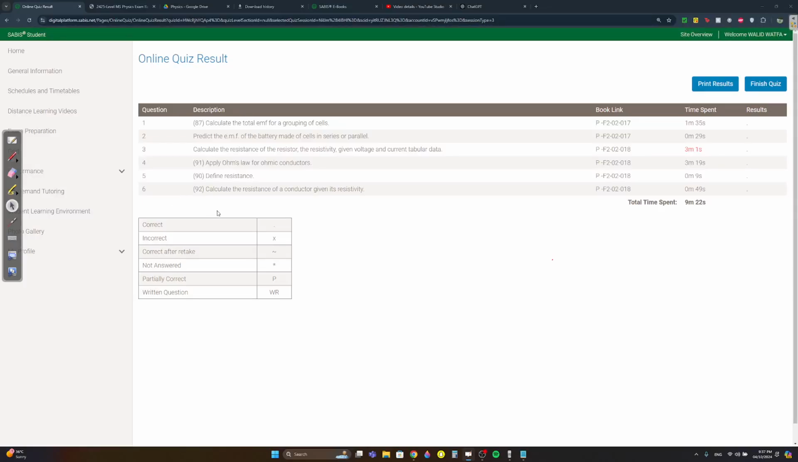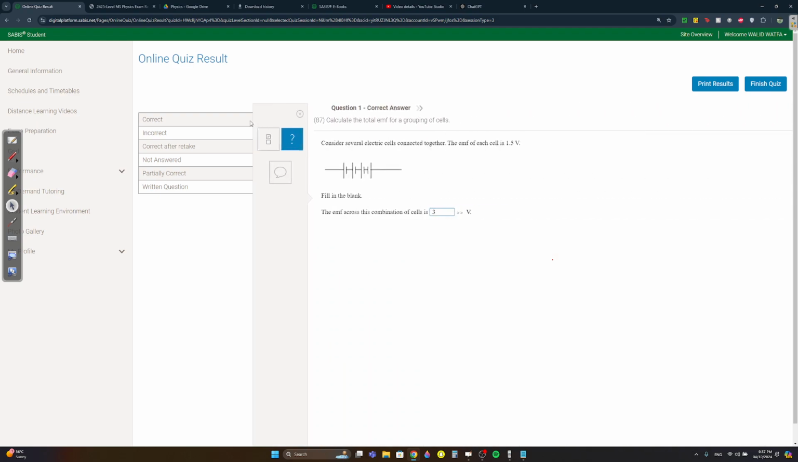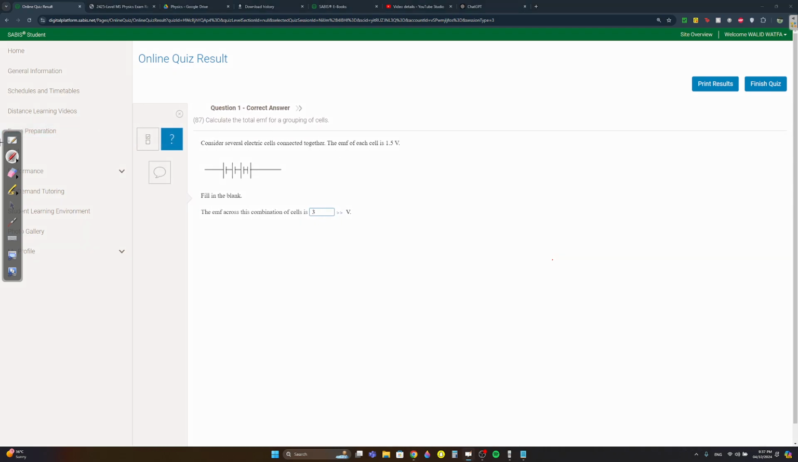Okay. Last quiz for the periodic. I think it's 2.17, 2.18, whatever it is, you'll find it in the title. Okay. كلها formulas بس you have to understand أول شيء الgrouping بالparallel والseries.